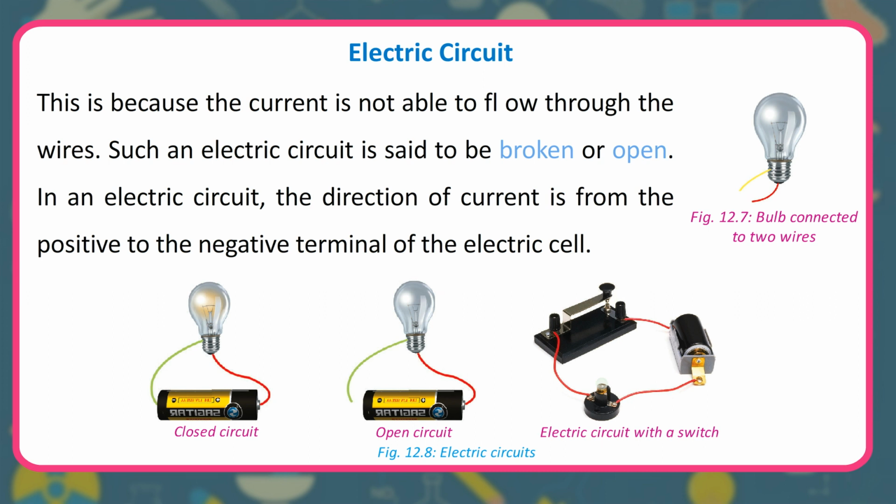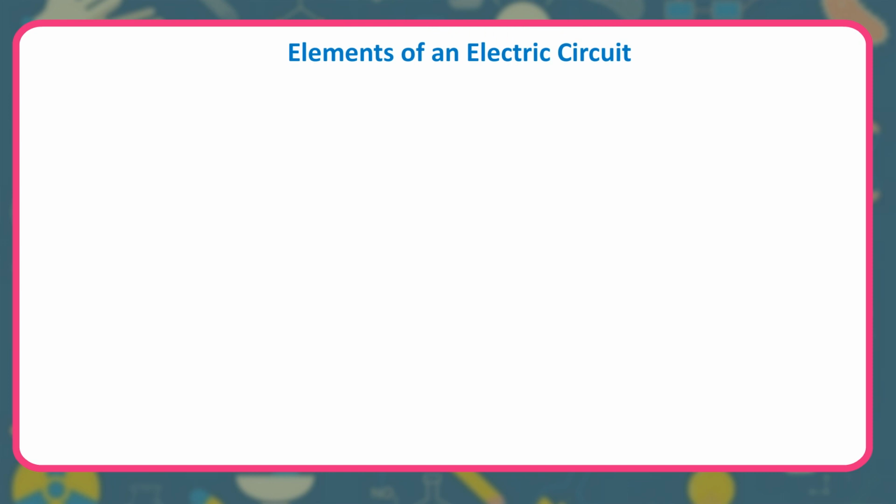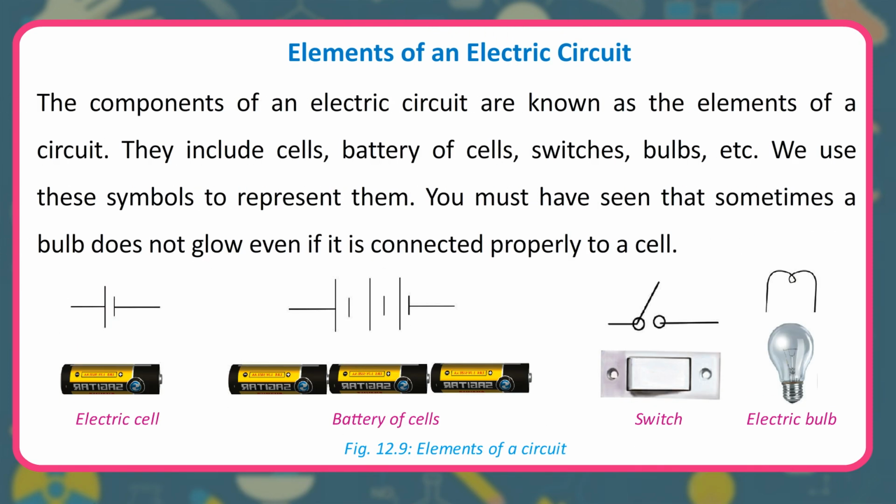Closed circuit. Open circuit. Electric circuit with a switch. In an electric circuit, the direction of current is from the positive to the negative terminal of the electric cell. Elements of an electric circuit. The components of an electric circuit are known as the elements of a circuit. They include cells, battery of cells, switches, bulbs, etc. We use these symbols to represent them.